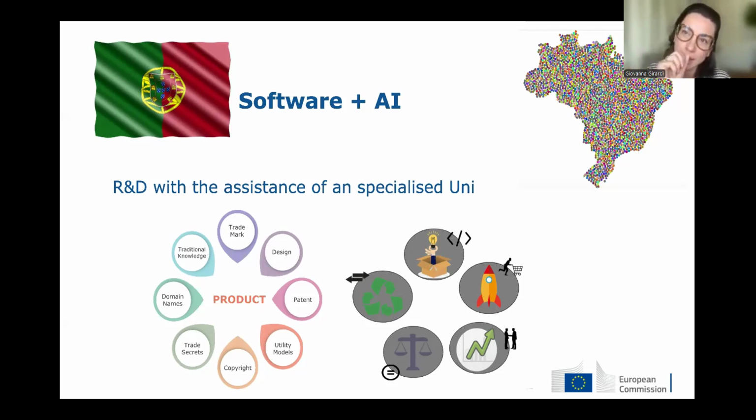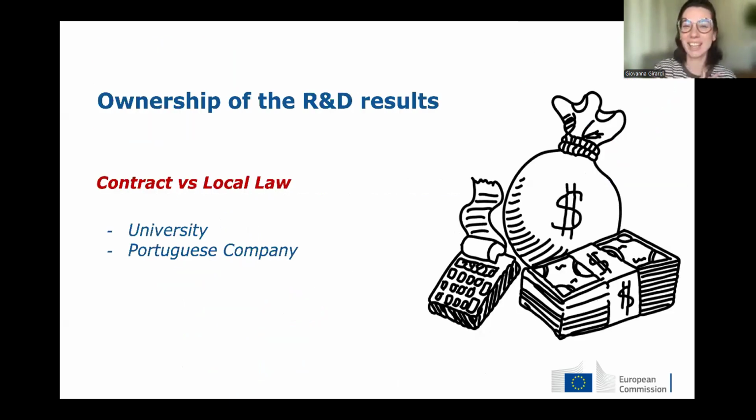But here, though they have a contract with the university for the research and development, they did it all on their own. They did not have a specialized expert in IP in Brazil that knew the local regulations. So you can see this is going somewhere. Intangible assets, as I said, is ownership of the R&D results. Ownership is the money you're going to be bringing in later.